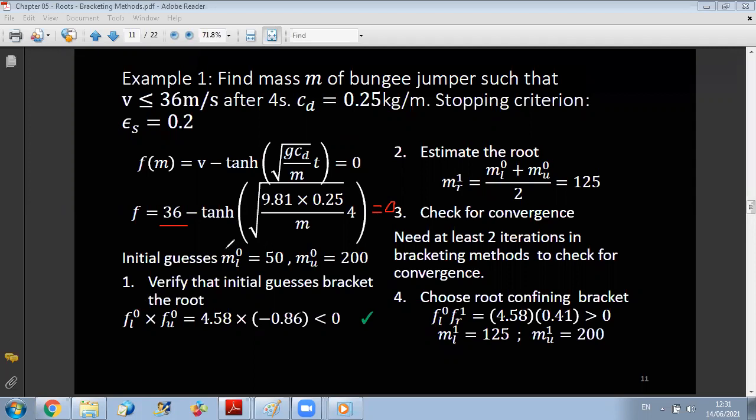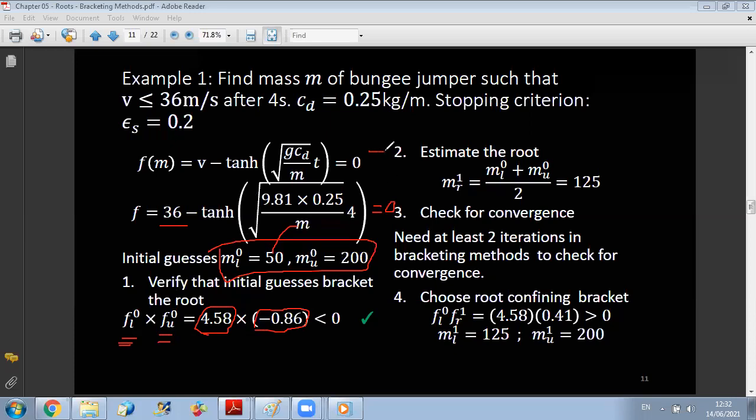I am giving you the bracket, so the initial guesses are given for you. I will consider that my mass will be between 50 and 200. To verify that this is true, all I have to do is replace m by 50 in the equation. I will get a positive result. Okay, so this is f lower at stage 0. The initial bracket lower part is 50 and the upper bound is 200. If I evaluate my function at m equal 50, I get a positive result. If I evaluate my function at m equal 200, I get a negative result. So it's fine. I am sure that I have a root in this interval.